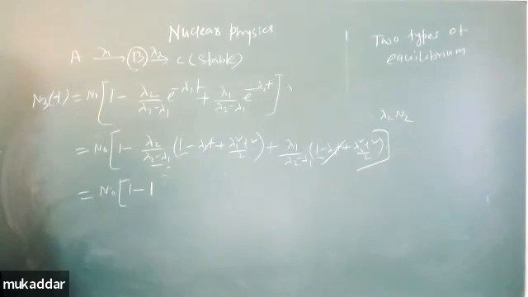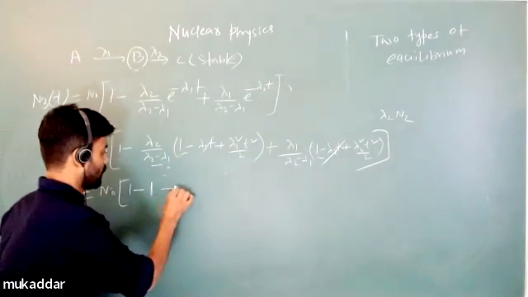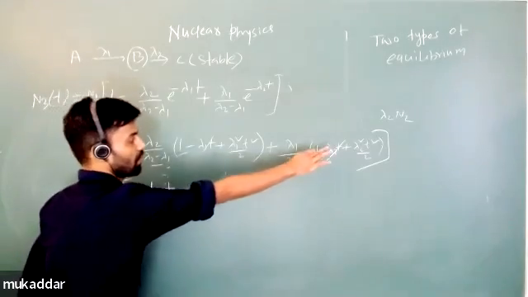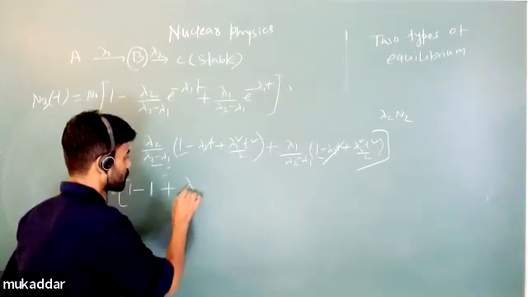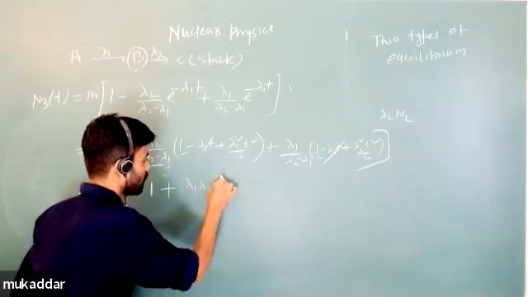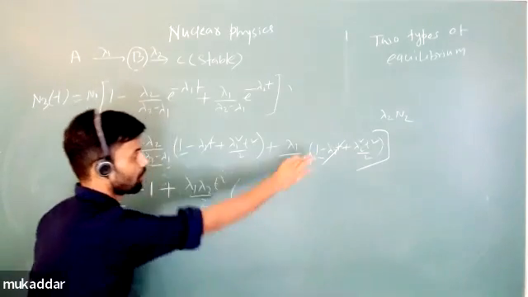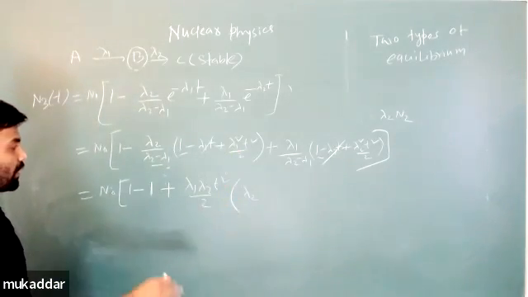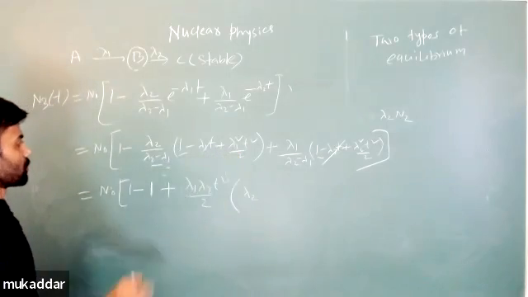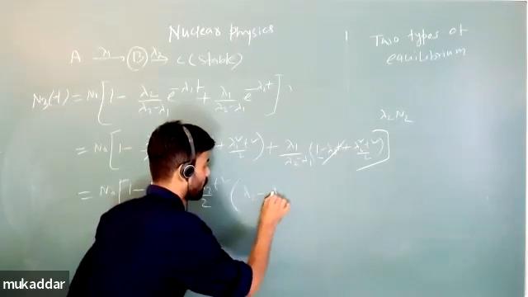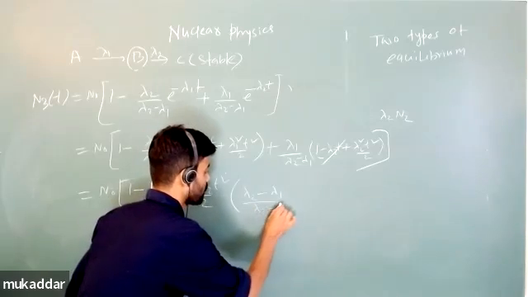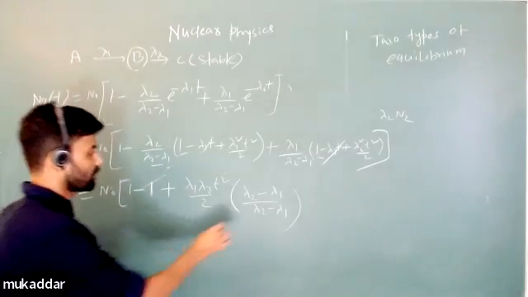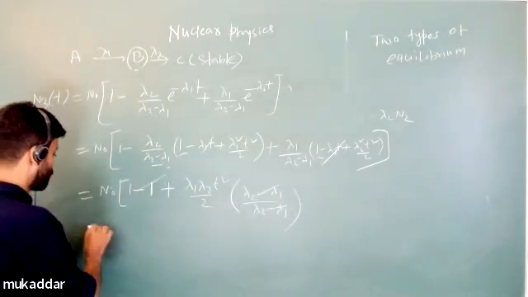Did you get what I'm saying? Then what about the rest of the terms? From this term, lambda 1 lambda 2 t square by 2 will be common. What will be the rest? In the numerator you will get lambda 2. What about this term? It will be minus lambda 1 divided by lambda 2 minus lambda 1. So this will be cancelled, this will be cancelled, and the only part left is n naught.